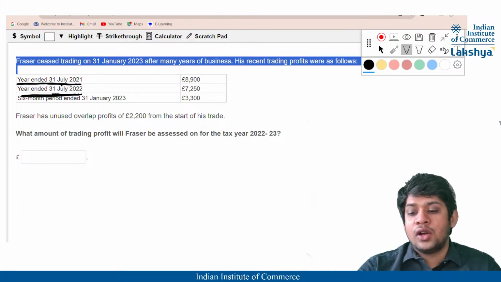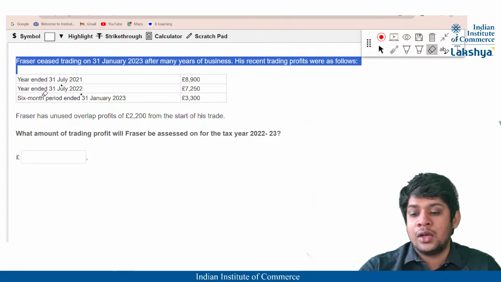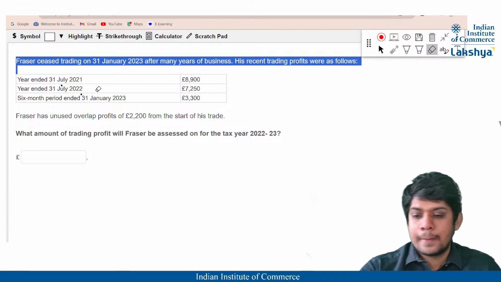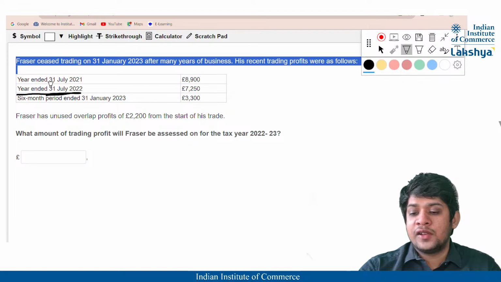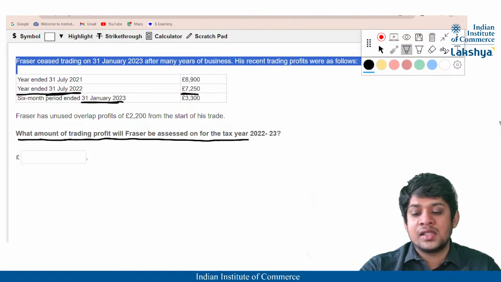Now, for the year ended 31st July 2022, her total amount is 7250. And after that, she ceased her trading on 31st January 2023. What amount of trading profit will Fraser be assessed on in the tax year 2022-23?